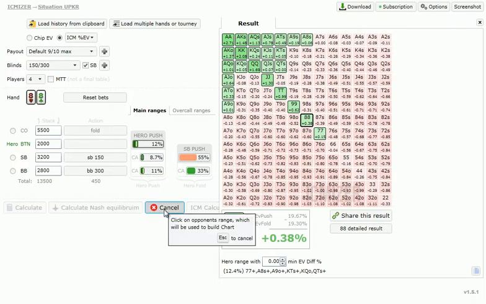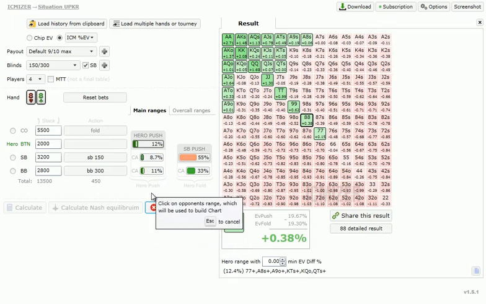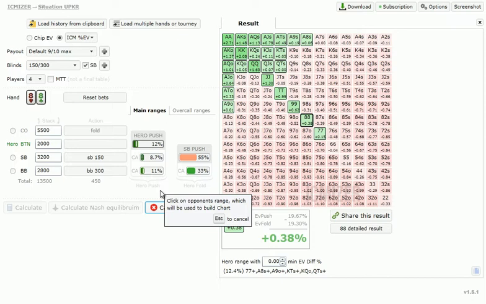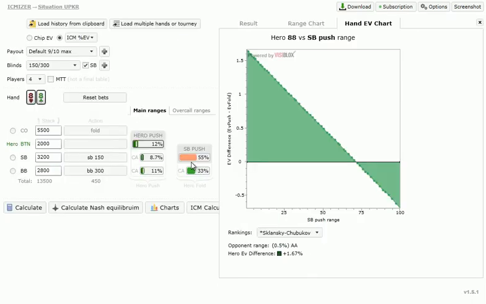So we hit the charts button, and now we can see that it allows us to select a range for which we would like to find the dependency of EV of our hand. And we would like to see how EV of our hand will depend on the small blind pushing range. So we select small blind pushing range, and we can see the chart.